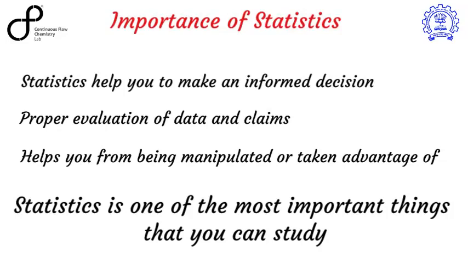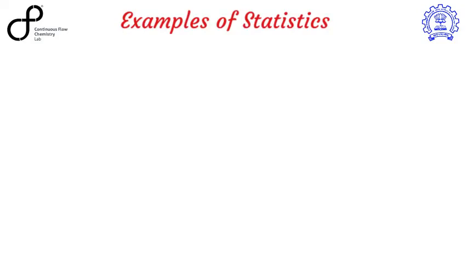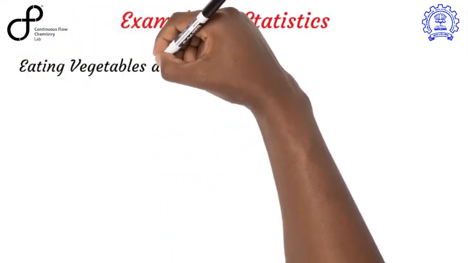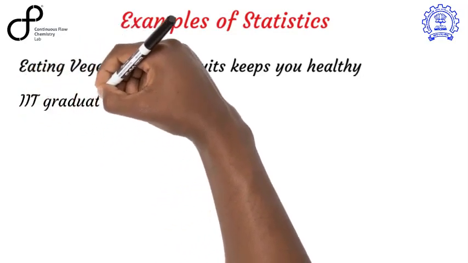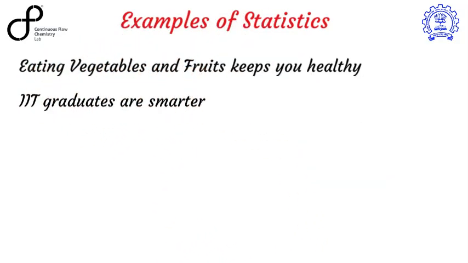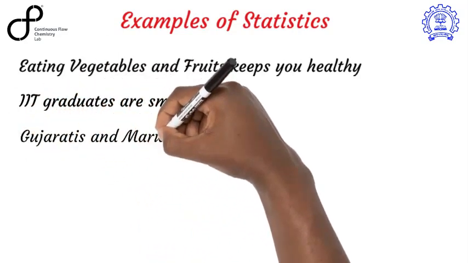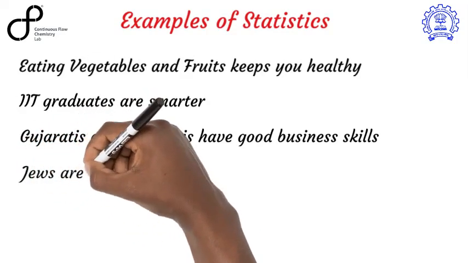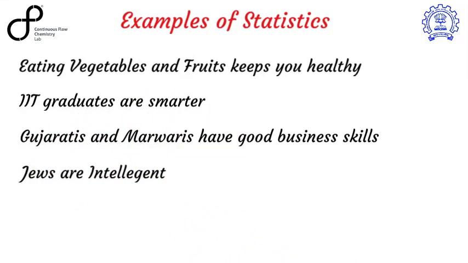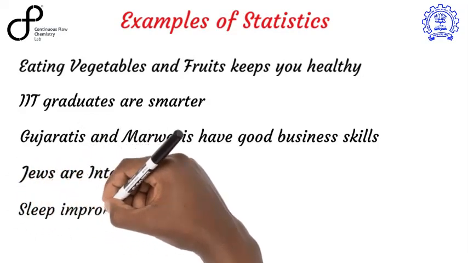To be more specific, here are some claims that we have heard on several occasions. We are not saying that each one of these claims is true. Eating vegetables and fruits keeps you healthy. IIT graduates are smarter than other graduates. Gujaratis and Marwaris do well in any business. Jews are very intelligent. Sleep improves focus.